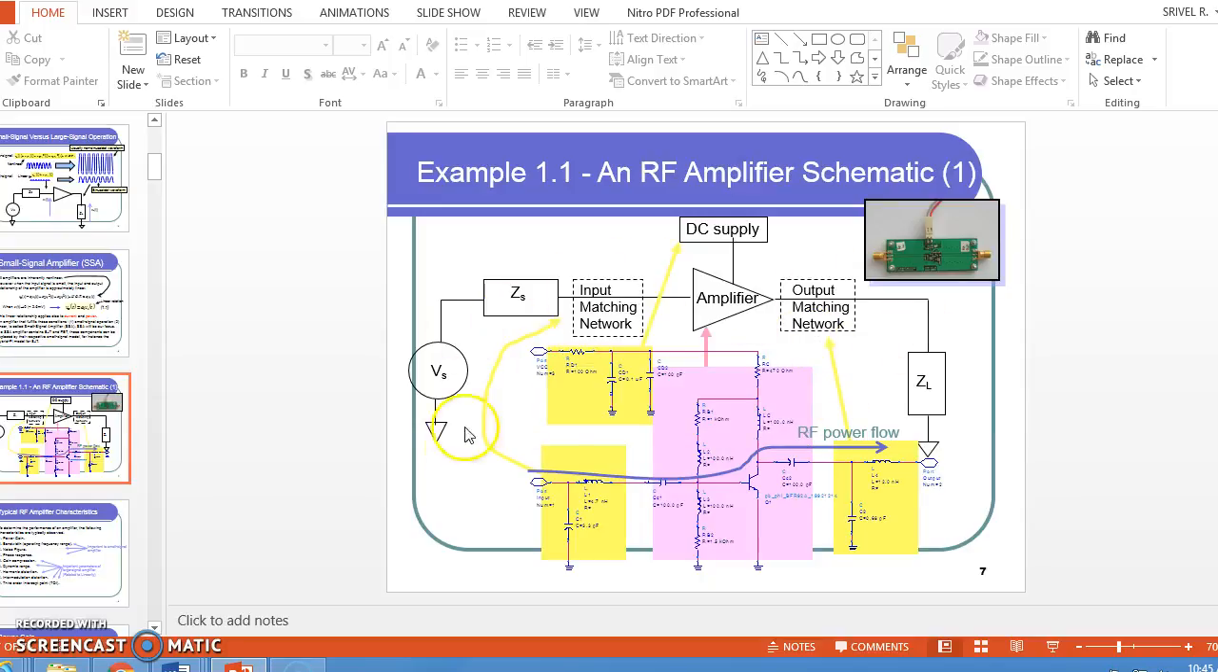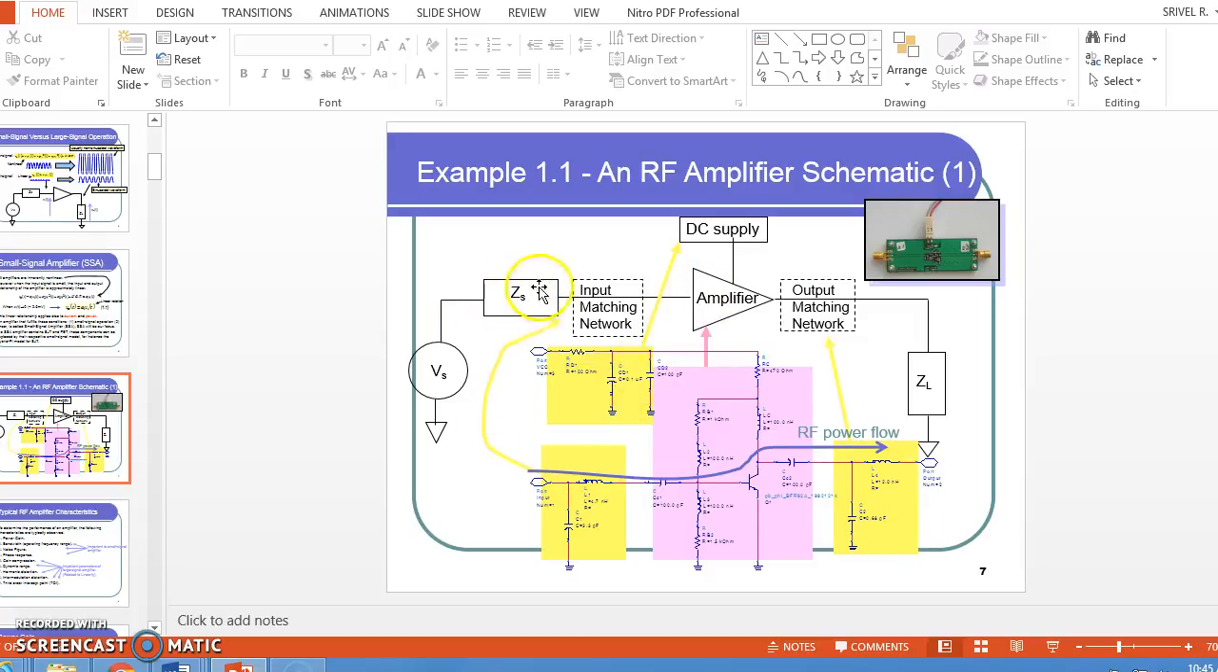Next is a general block diagram for an RF amplifier schematic. In this we have an input signal. This is an input matching network. The yellow color represents the matching network. This is a matching network, and here is an output matching network.